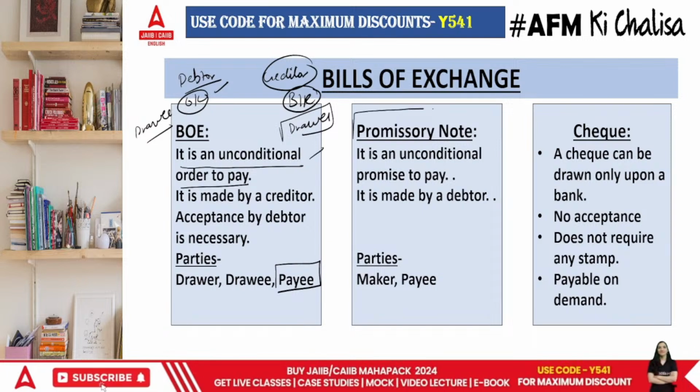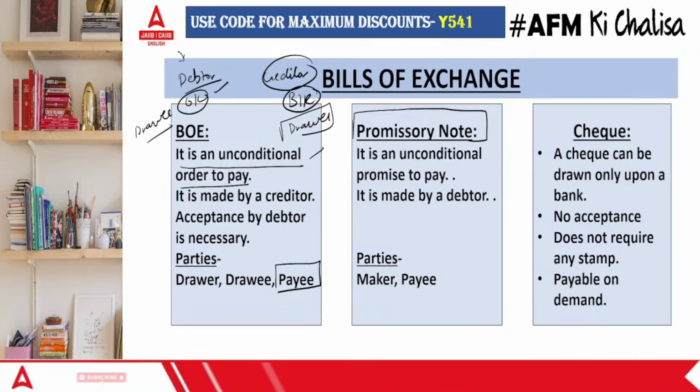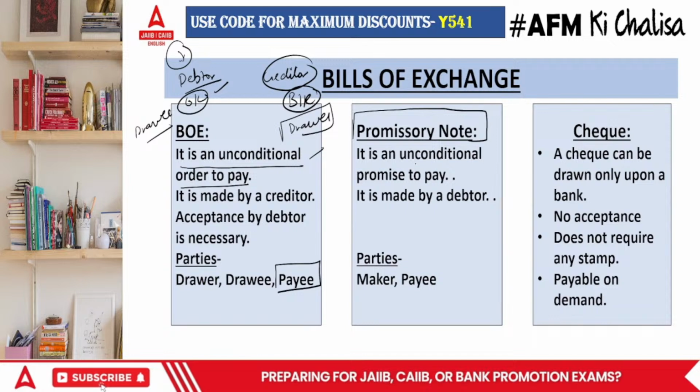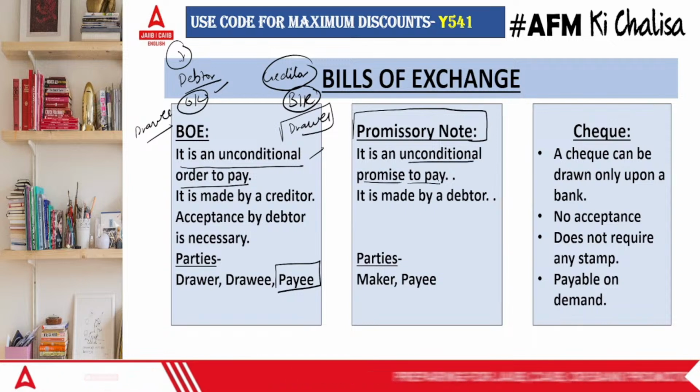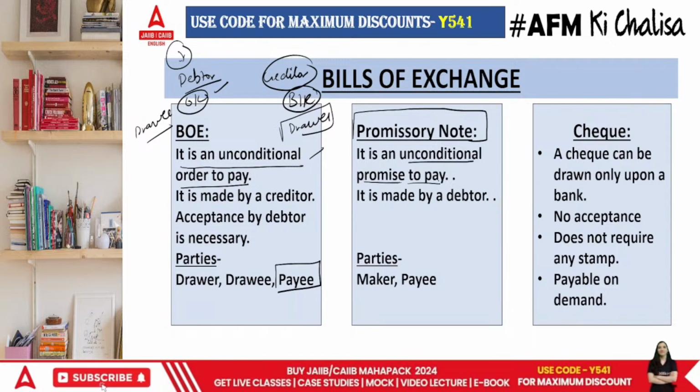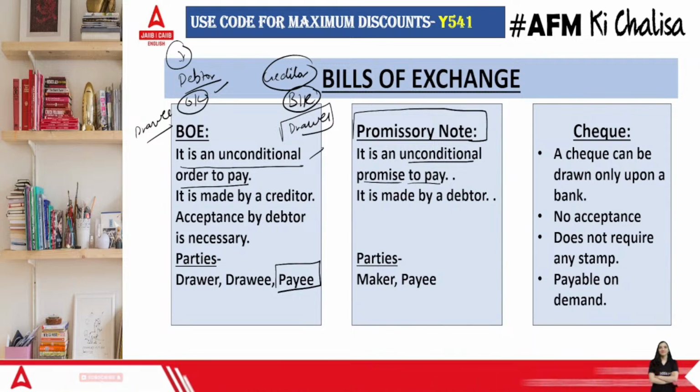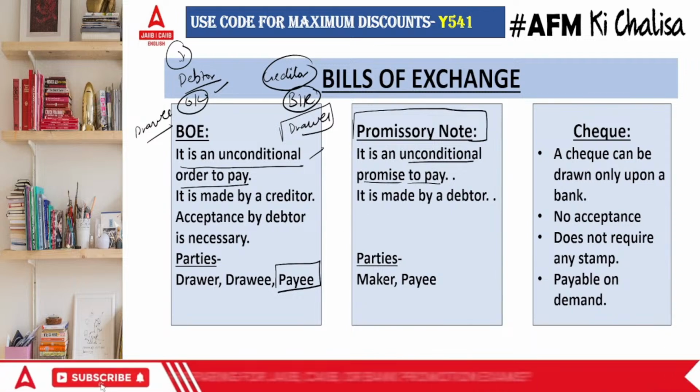Then we have the promissory note, everyone. How do we define a promissory note? In this case, the debtor promises to pay, and this is an unconditional promise: I promise you to pay this much amount of money after this much amount of time. One party is the maker and the other is the payee.